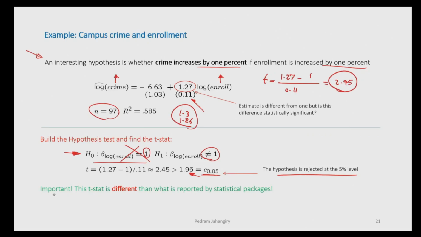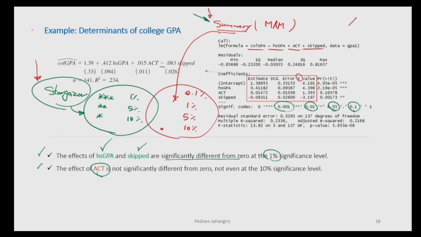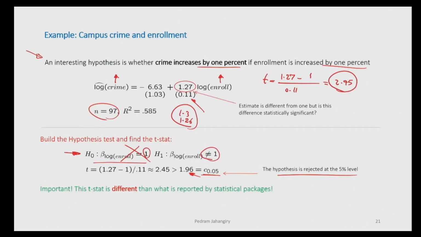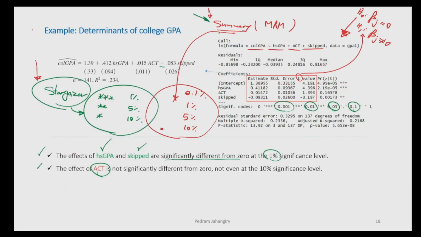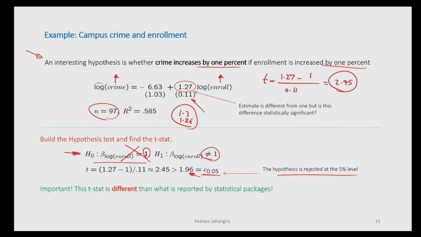Important: this t-stat is different from what is reported by statistical packages. This is also very important, guys. Remember, if you run this regression in R and look at the output, these t-stats are calculated when your null hypothesis is equal to 0 and the alternative is not equal to 0. If you want to test against a specific number, 1, 2, 3, you cannot rely on these numbers. So basically, you have to calculate the t-stat. In short, you cannot get this number out of R, so you have to construct it manually.